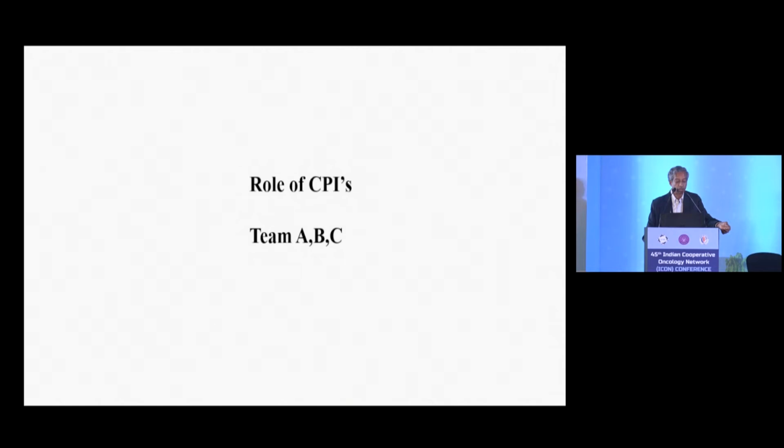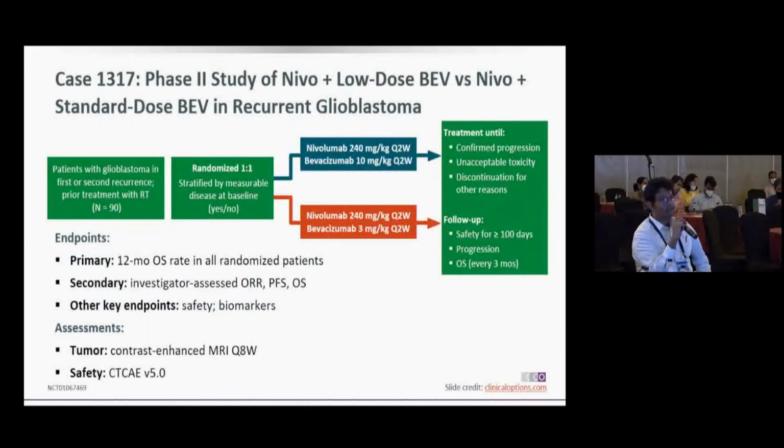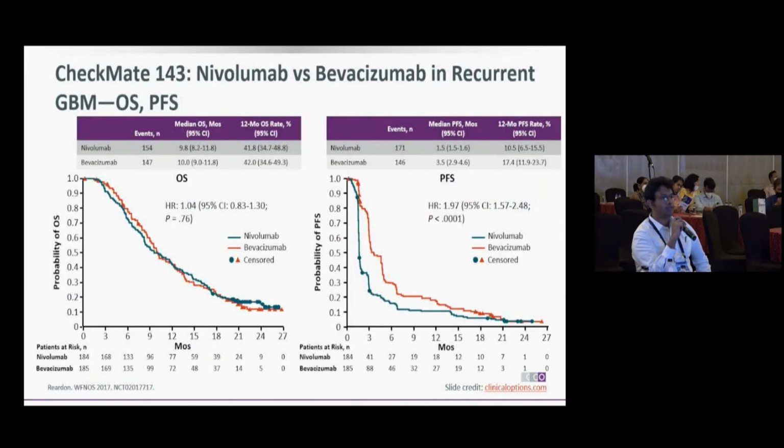So any role of checkpoint inhibitors? I'll start with C here. In recurrent setting, there is a comparison between nivolumab and bevacizumab in recurrent tumors, but there's no significant improvement in the nivolumab arm. The progression-free survival, overall survival were similar between the two arms. So as of now, going ahead with bevacizumab would be a better option.